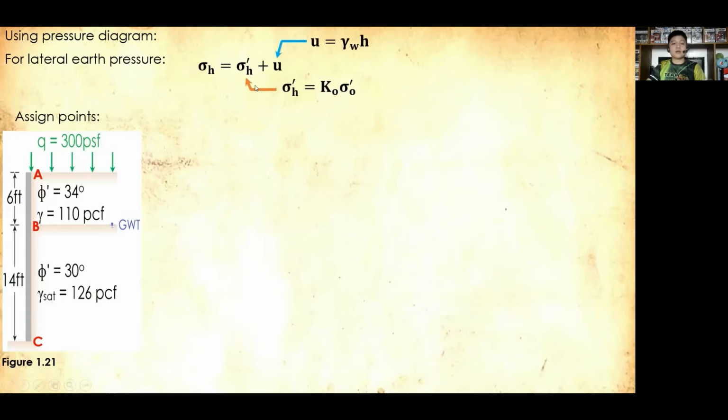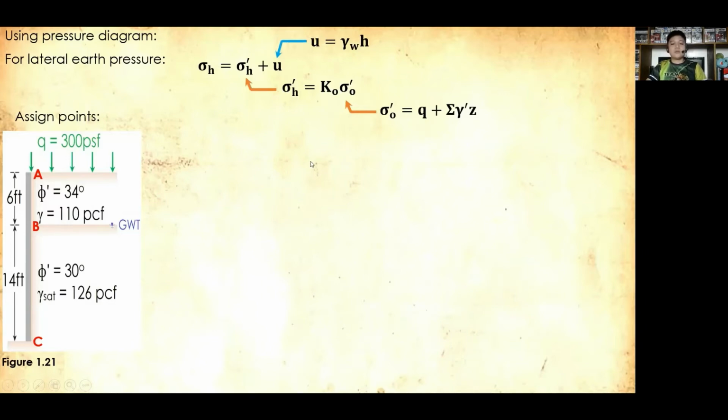So again, for our sigma H prime, that is KO times sigma O prime, while our U is gamma water times the height. And our sigma O prime, since we have already our additional load, is modified as Q plus summation of gamma prime times Z.